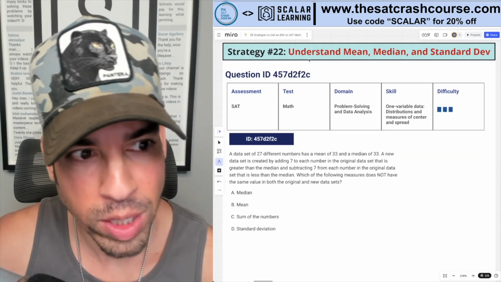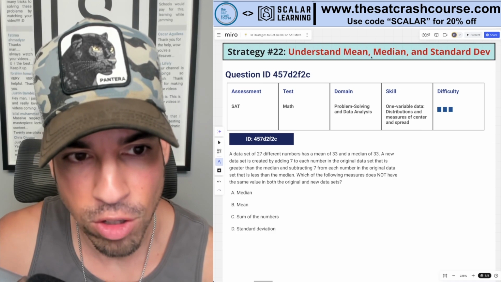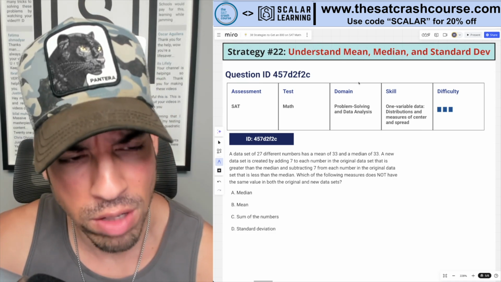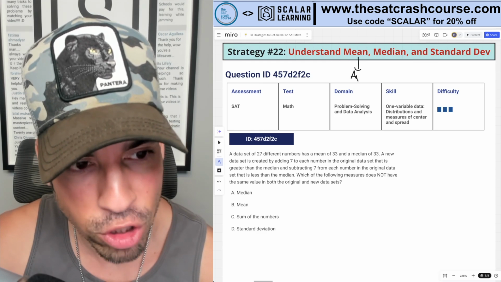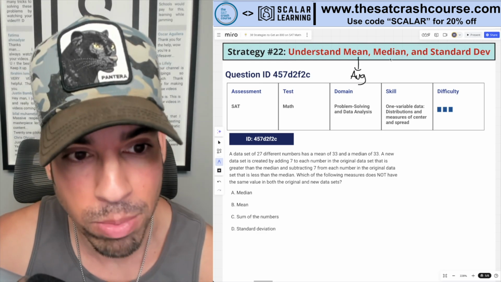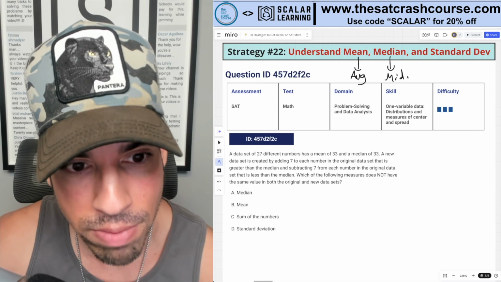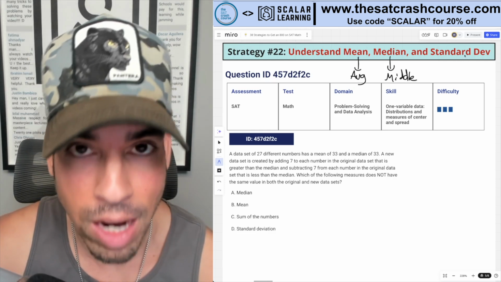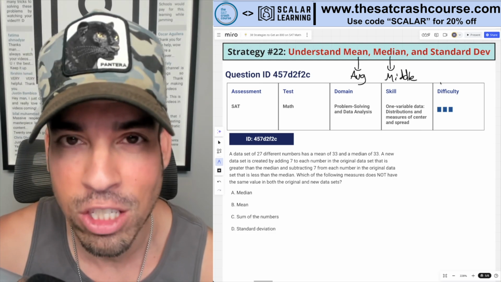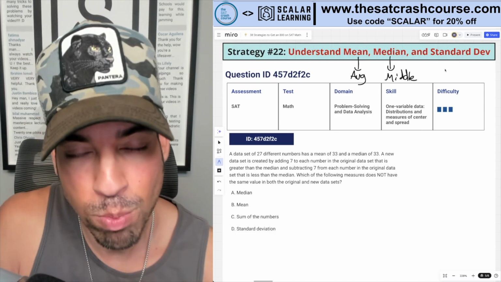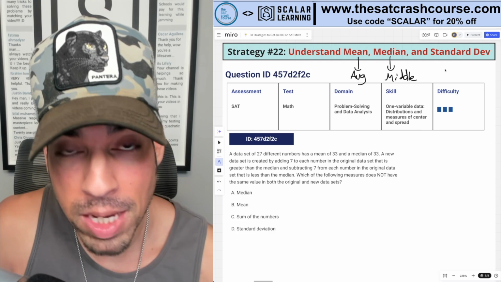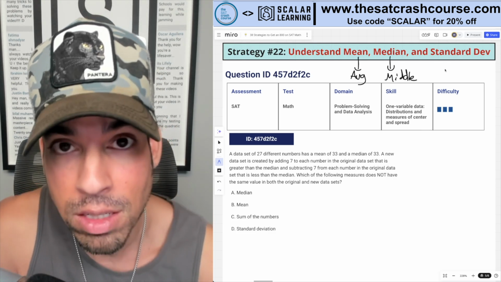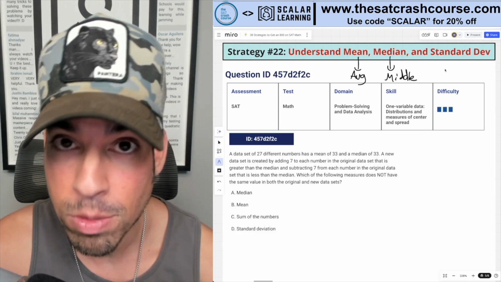Done. Strategy number 22, understand mean, median, and standard deviation. So this is beyond just simply using a calculator. What is mean? What is median? What is standard deviation? Again, mean is the average, right? We add everything up and divide by the total number. Median is the middle value when the values are arranged from least to greatest. And standard deviation, we don't have to know how to calculate it. You just have to know roughly that this is the spread of the data, right? If it's more spread away from the mean or the center, then it's got a greater standard deviation. If the values are more tightly compacted near the center, near the mean, then it's got a smaller standard deviation.